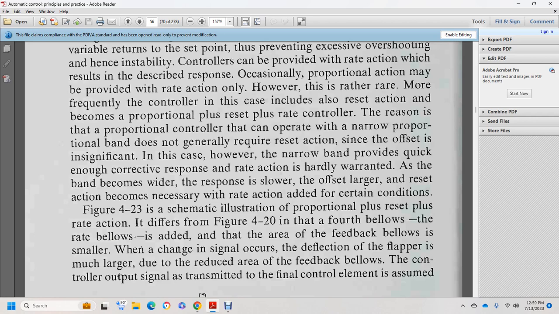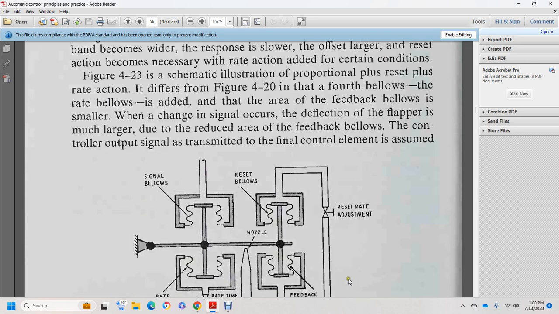Figure 4-23 schematically illustrates proportional plus reset plus rate action, and the difference from figure 4-20 is the fourth bellows. The rate bellows is added to the area with the feedback bellows, with the smaller area changing the signal, so the deflection of the flapper is larger due to the reduced area of the feedback bellows. The controller output signal is then transmitted to the final controller.